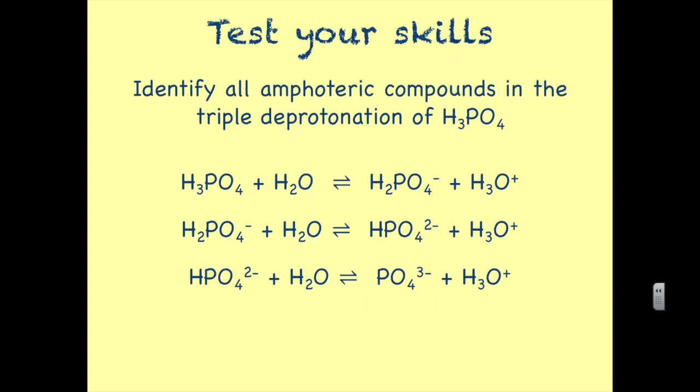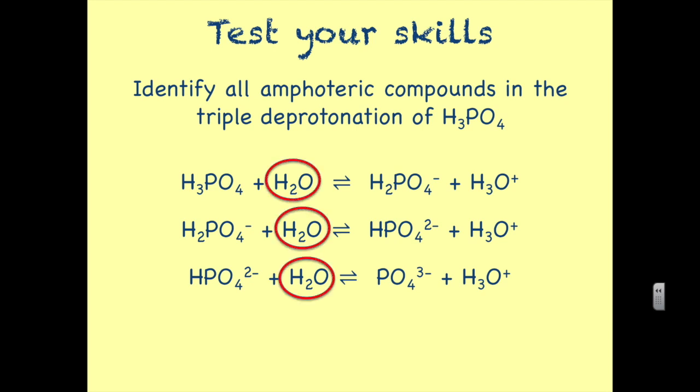Now, just to test your skills, there is a process of deprotonating phosphoric acid. It has 3 protons and it takes 3 reactions to deprotonate, or remove all of the protons off of it. Now, identify all the amphoteric compounds that are in it. Pause the video and try it.